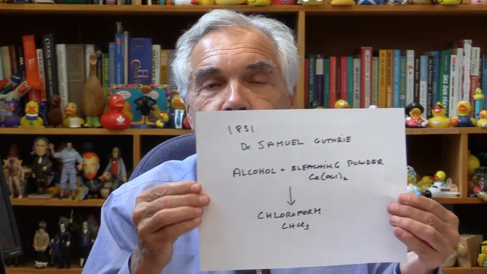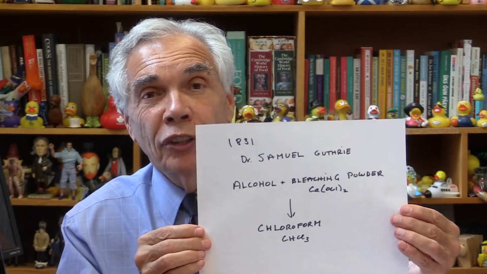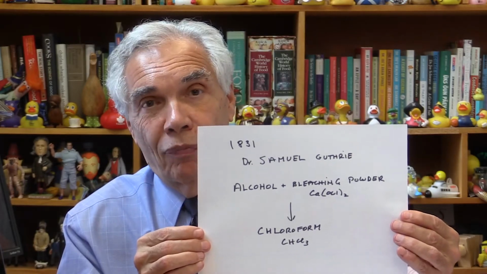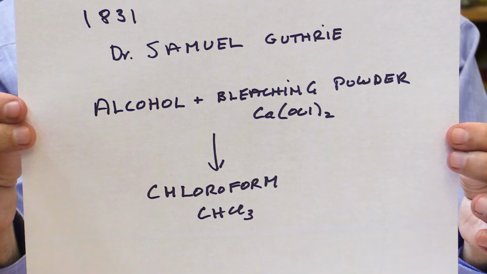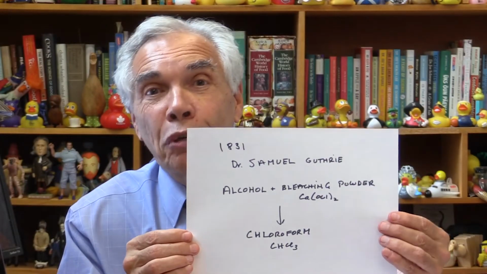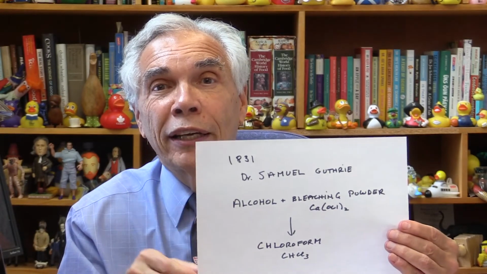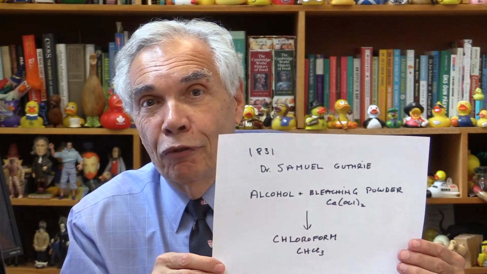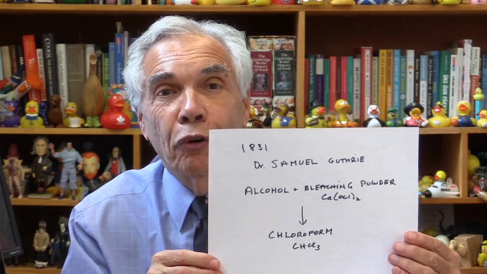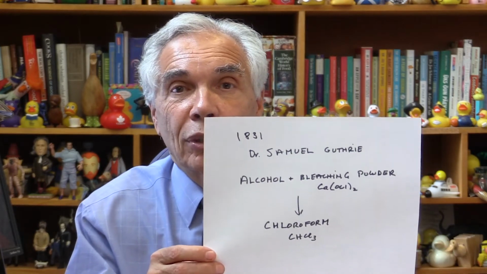So it takes us all the way back to 1831. And Dr. Samuel Guthrie was the person who for the first time synthesized chloroform. And he did this by taking alcohol, that is ethanol, and mixing it with bleaching powder. Now we're going to trace this back because the question comes up, where did he get the alcohol and where did he get the bleaching powder? Well, the alcohol is obvious, right? Because you get that by fermentation, and that has been known for millennia. But what about this thing called bleaching powder? Calcium hypochlorite is what we call it.